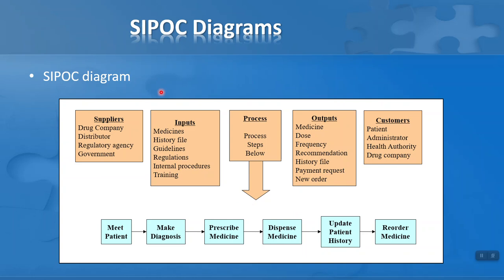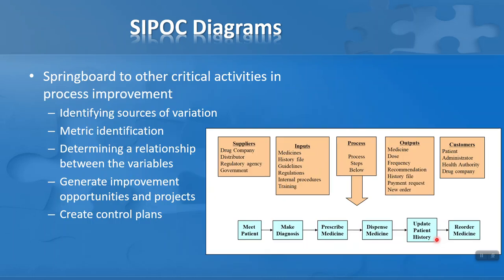So this is the as-is situation, and we can take it from here that there may well be things that we can do to improve this process. So when we have a SIPOC diagram done, we say that it could be a springboard to other critical activities for our process improvement. We could, for example, identify sources of variation or have metric identification, determine relationships between the variables or between inputs and outputs, generate improvement opportunities, and finally create control plans using this.